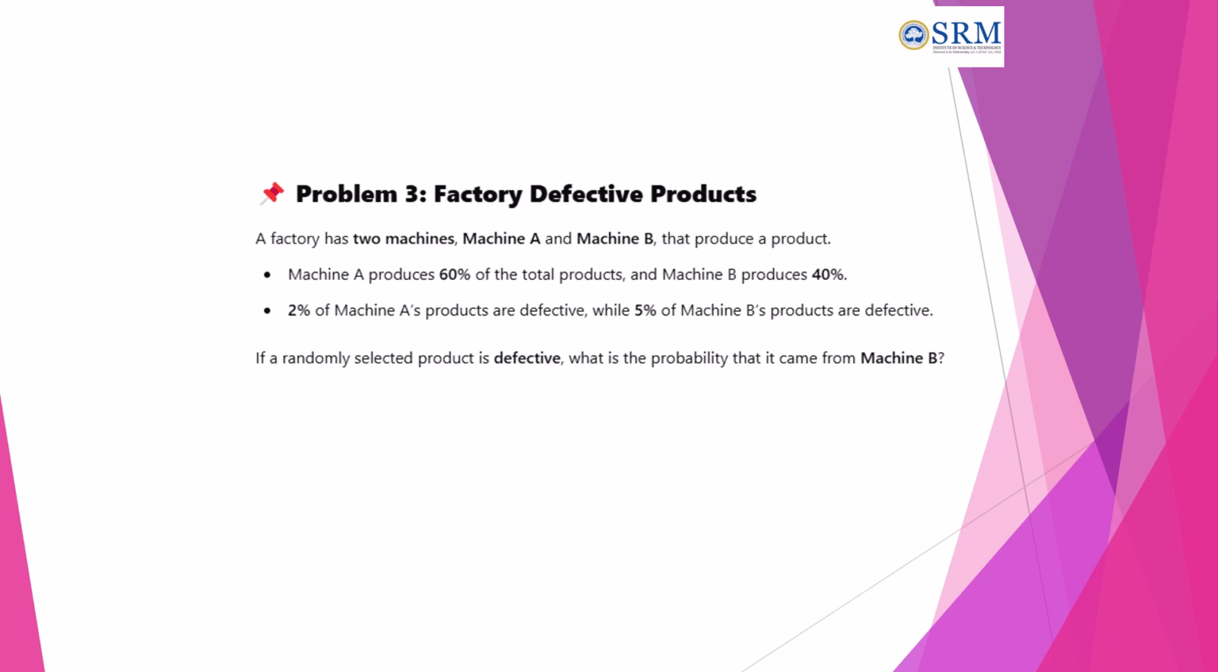Problem 3. Factory defective products. Imagine a factory with two machines making products. Machine A makes 60% of the products, machine B makes 40%. Some products from each machine are defective, 2% from machine A and 5% from machine B. Now, if you pick a product at random and find out it's defective, what is the chance it was made by machine B? To figure this out, we look at how much each machine contributes to the total products and how often each one produces defective items.